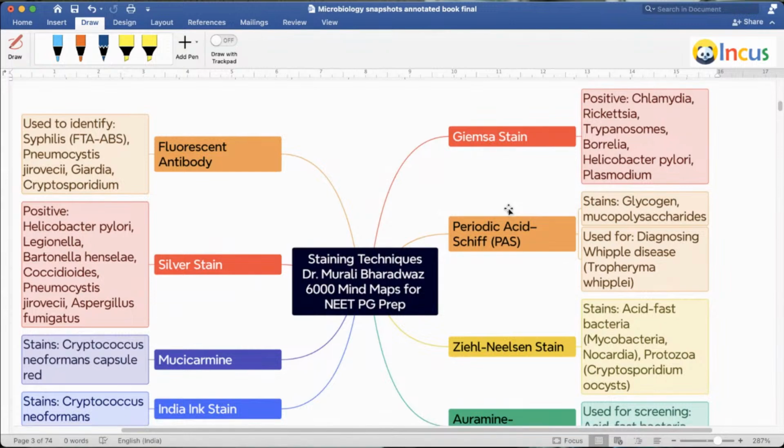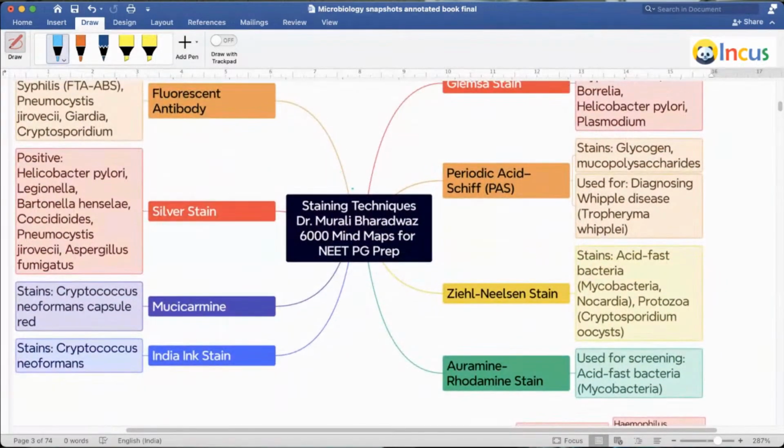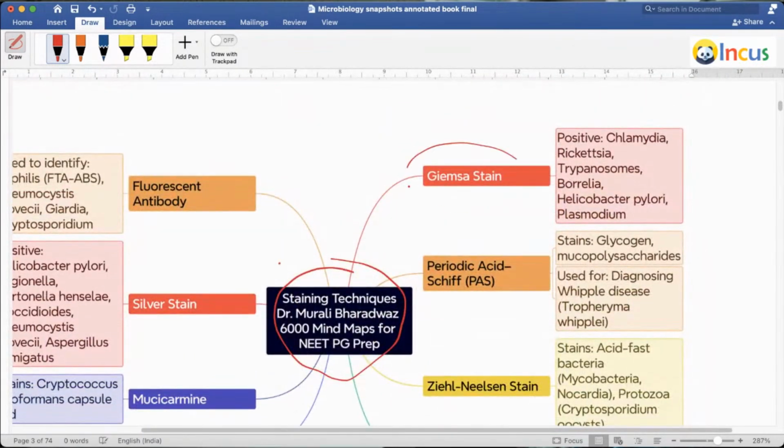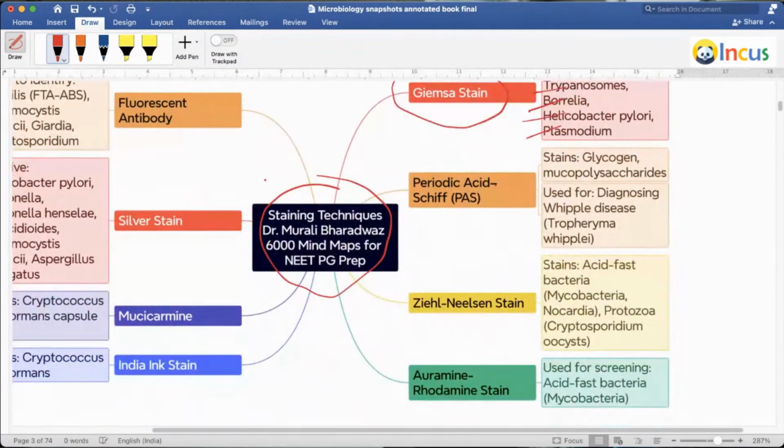One single mind map, I gave you all the staining techniques, doctor. Staining techniques. Let's change the color, the mood will change too. Right? Yeah. So staining techniques. Giemsa is stained. Chlamydia, Rickettsia, Trypanosomes, Borrelia, Helicobacter, Plasmodium are Giemsa stain positive.